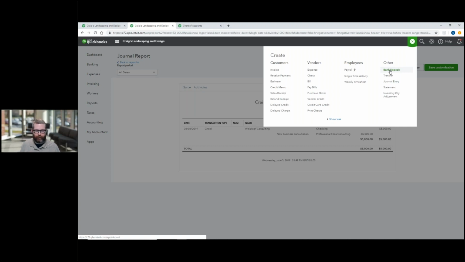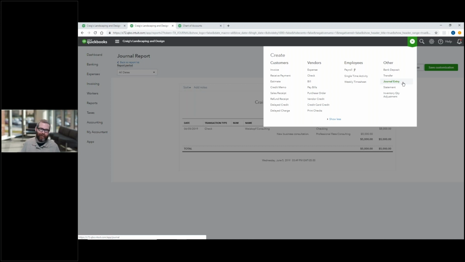Journal entries should be used very sparingly, and they should only be used under very certain circumstances, one of which is to fix errors. If you've been recording a transaction the wrong way all year, you have two choices. You either go back and fix all of those wrong transactions, or you can have your accountant give you a journal entry and fix it all with one journal entry. Pretty helpful, I would say. Definitely saves you a lot of time.